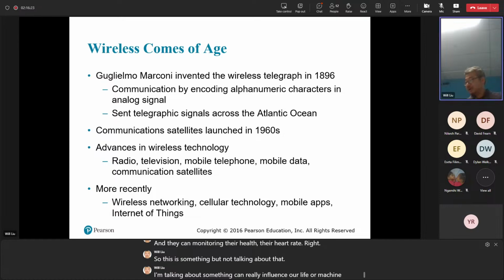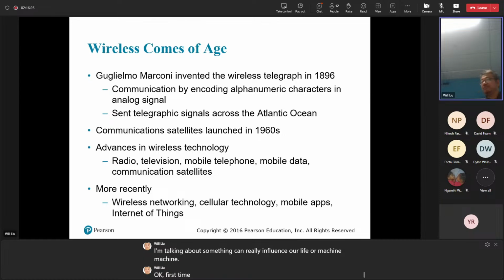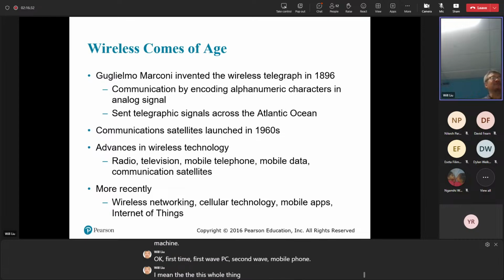Machines. First wave, PC. Second wave, mobile phone. I mean, this real thing. The third wave, what actually will change our life? I don't know. I'm talking about the real thing.